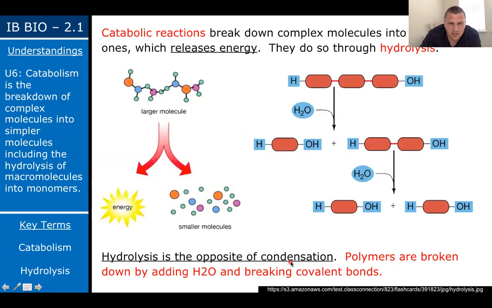Hydrolysis is opposite of condensation. So they're opposites of each other. Hopefully that makes sense by now. And then polymers are broken down by adding the water and breaking those covalent bonds. All right, so that's the anabolic versus catabolic conversation. Okay, let me know if you guys have questions, shoot me an email or whatever. But if anything, you can rewatch this or rewind it to see it again.